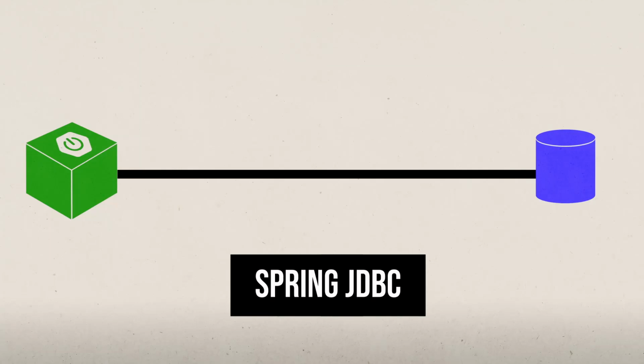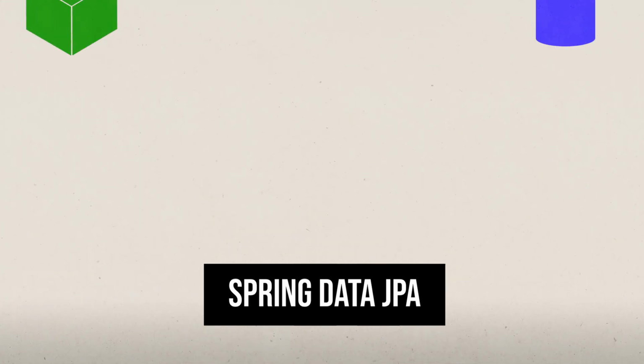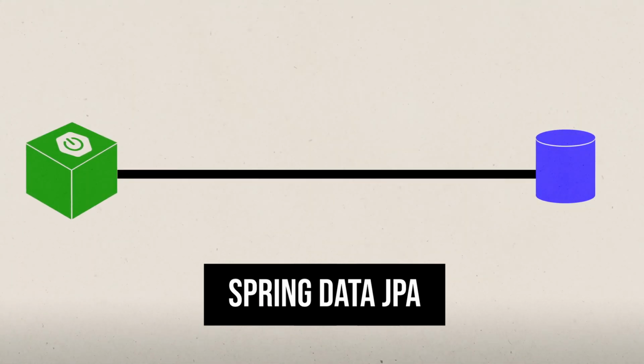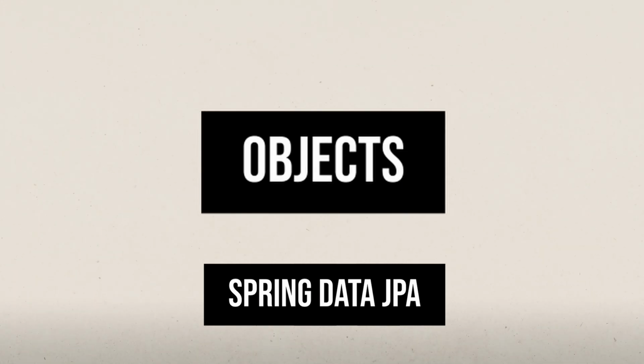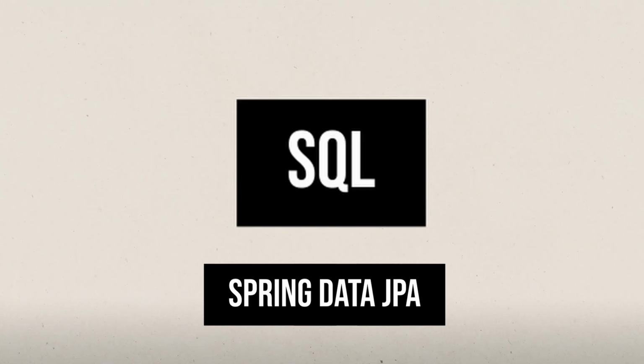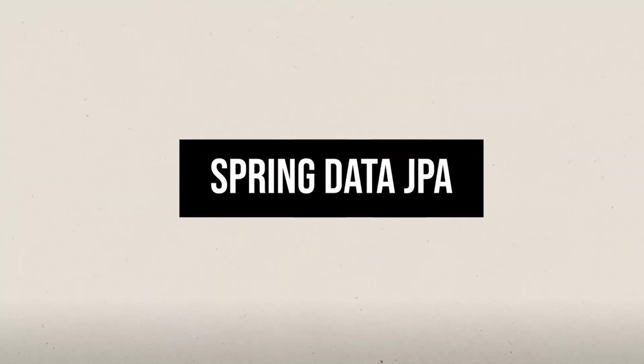There's a few ways. One is using Spring JDBC, a lower level mechanism for connecting to and interacting with a database using SQL. Another is using Spring Data JPA, a higher level mechanism for connecting to and interacting with a database using Java objects. The SQL is generated for you. Today, we're going to cover Spring Data JPA.